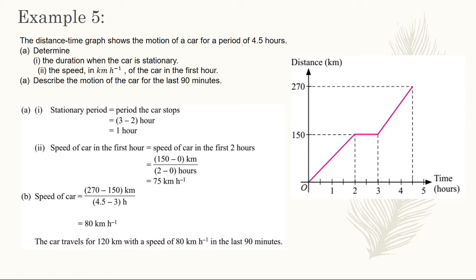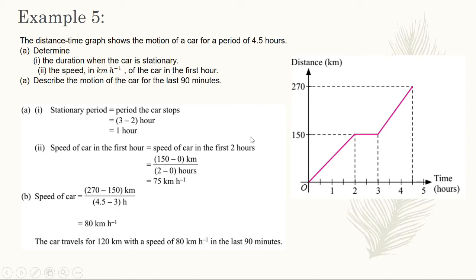So when we were asked to find the duration when the car is stationary, meaning that the motion is none. Okay, meaning that there's no speed at all. So the duration will be 3 hours minus 2 hours. That is 1 hour.